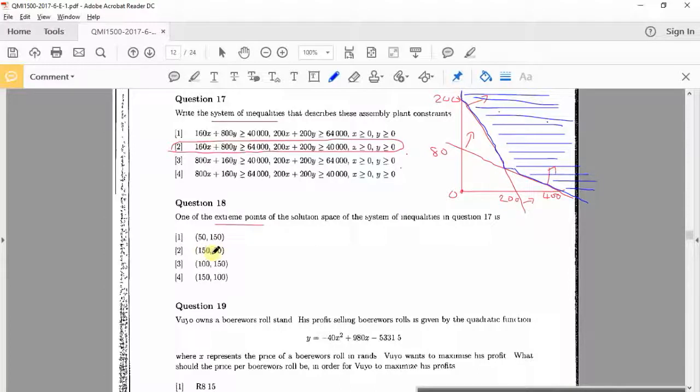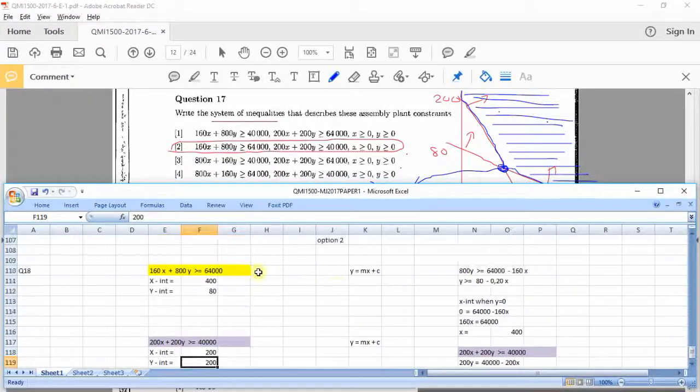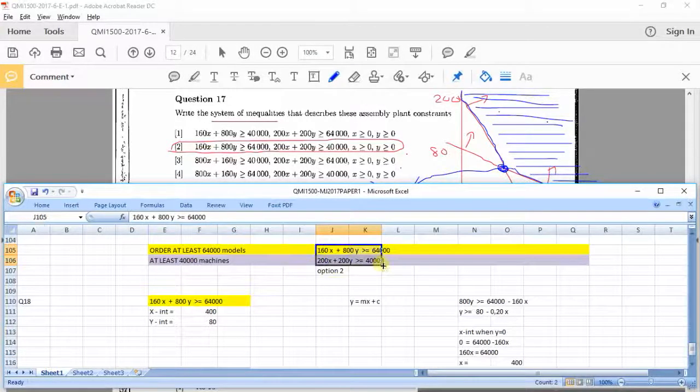Okay, so 50 and 150. Where's 50 and 150? We don't have it. Oh, they're giving all 50 and 150, so it's probably this point. Okay, so let's find that point. How am I going to do that? Simultaneous equations. I need to find where this graph meets that graph.